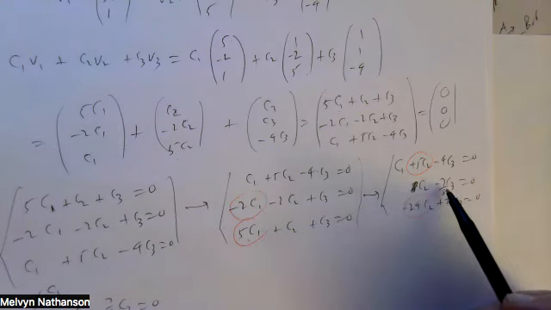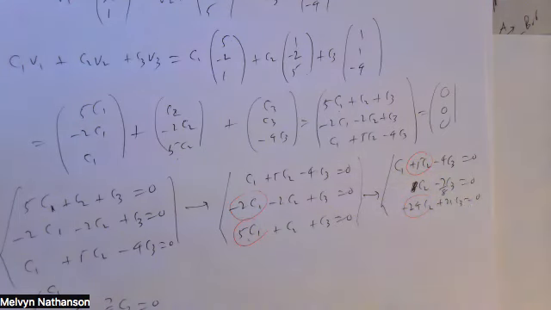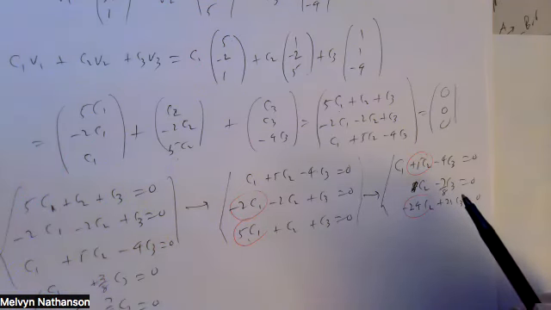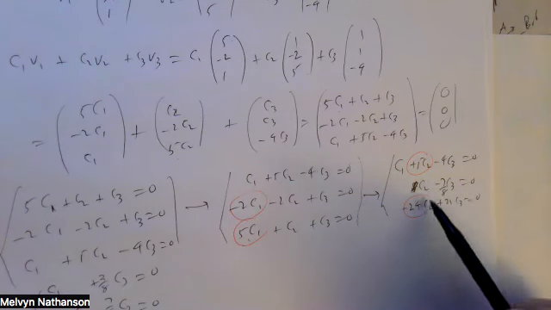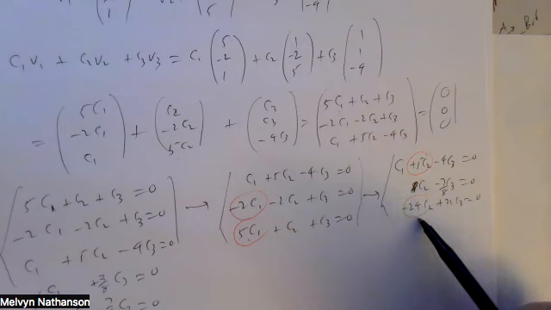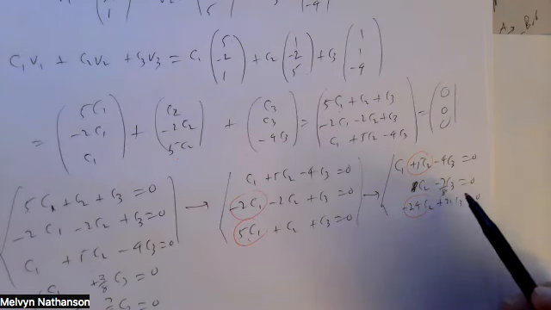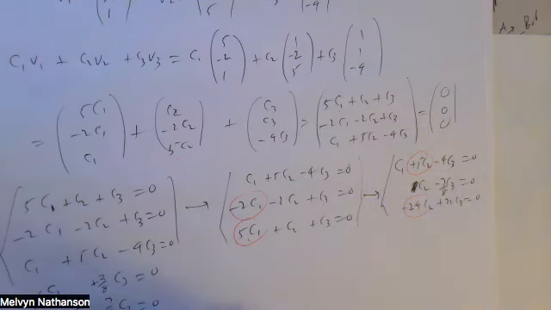Sorry, minus 5 times this is plus 35 over 8 minus 4, which is 32 over 8. So I get 3/8 C3 is 0. And to eliminate the C2 here, I add 24 times the second equation to the third. 24 minus 24 is 0. If I multiply this by 24, 8 into 24 is 3. This is minus 21 plus 21. Oh, I get 0. So this second equation just becomes 0 equals 0.